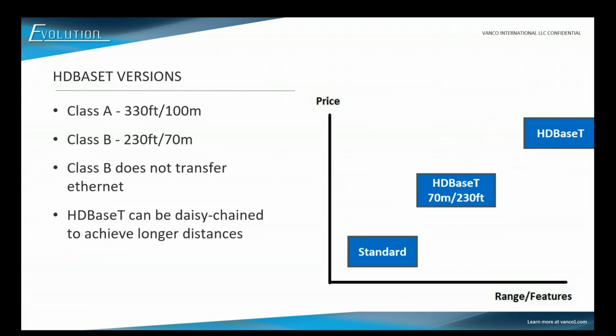So with HDBaseT, there's actually different versions. Class A is going to do 330 feet at 1080p. It's going to do 4K 230 feet. Class B is going to do 230 feet at 1080p, and then for 4K, it's going to cut it down by about 100 feet to 130 feet. Also, Class B does not transfer Ethernet, so Class A transfers Ethernet as well. I'll explain that on one of our SKUs coming up.